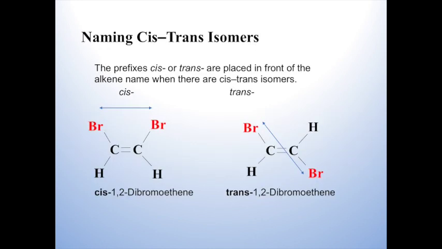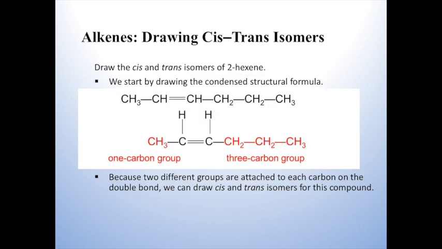We name these compounds by placing cis or trans in front of the name and numbering the substituents. So in this example, we have cis 1,2-dibromoethene and trans 1,2-dibromoethene. You can also draw these molecules based on their names.